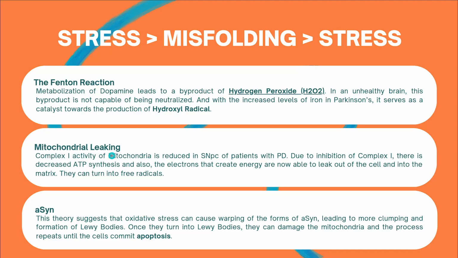Next, we have mitochondrial leaking. So mitochondria is the powerhouse of the cell. I think we all know this. And it actually does a lot of things. I mean, it's a powerhouse. Of course, it does a lot of things. And we have one part in the mitochondria called the complex 1 activity. This is one of the many purposes of this. Usually, in patients that have Parkinson's disorder, the complex 1 activity of the mitochondria is reduced.